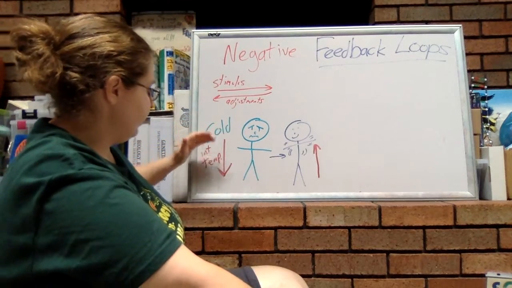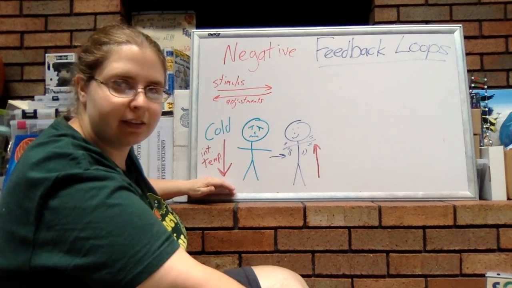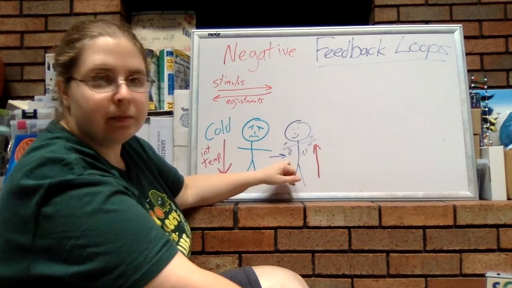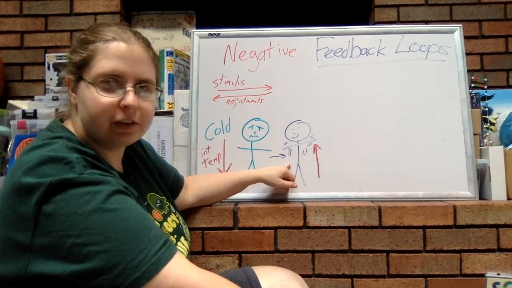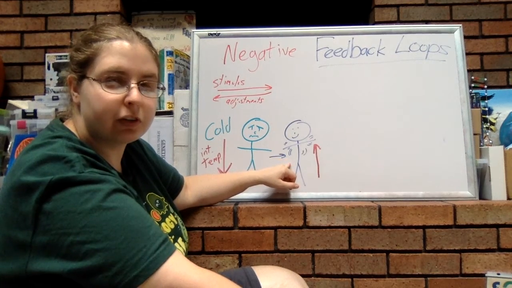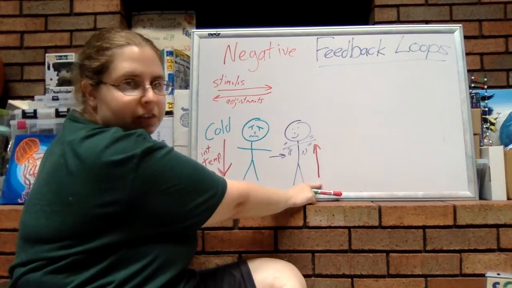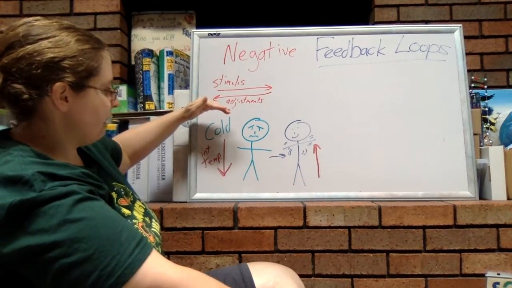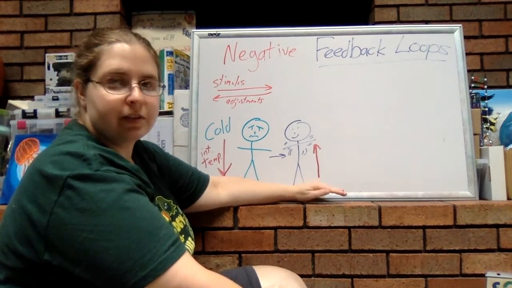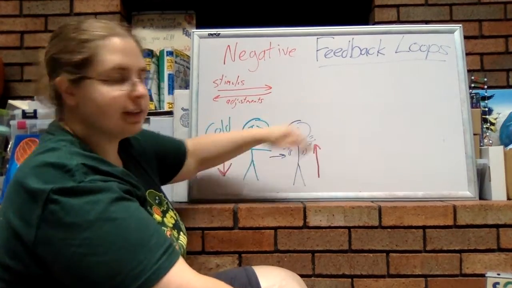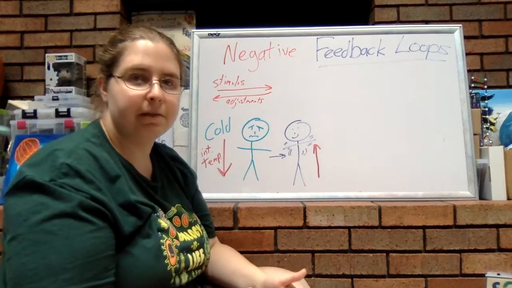So the cold outside was causing your internal temperature, your body temperature, to decrease. Your body made adjustments. It constricted the blood vessels, and it caused your muscles to start shivering. And this allows for your body temperature to increase. Notice how we're going in opposite directions. The stimulus caused our body temperature to drop, our adjustments are causing our body temperature to rise. So we notice that they're opposing each other. That's what we mean by a negative feedback loop.